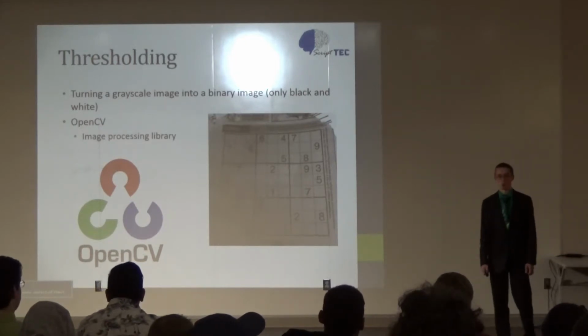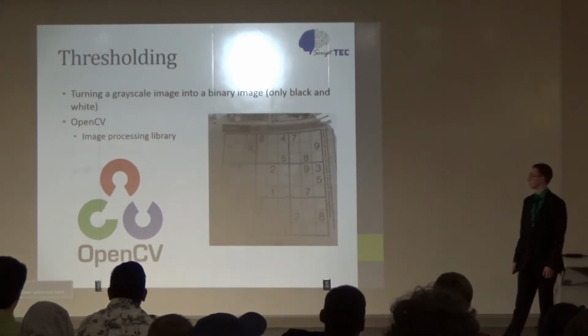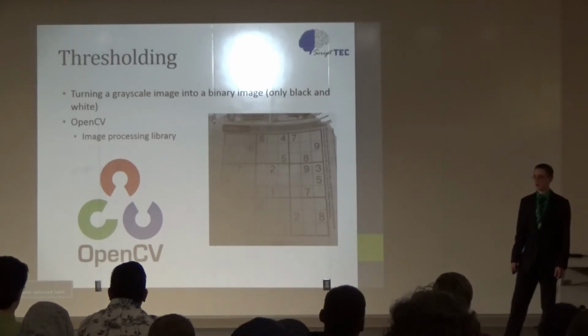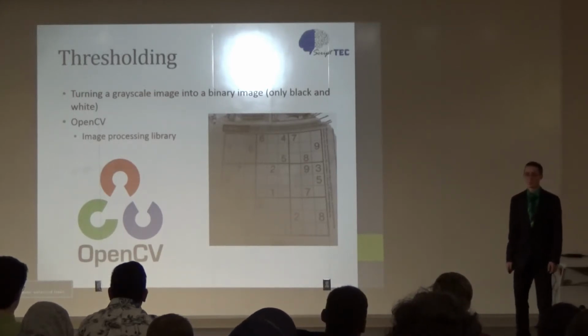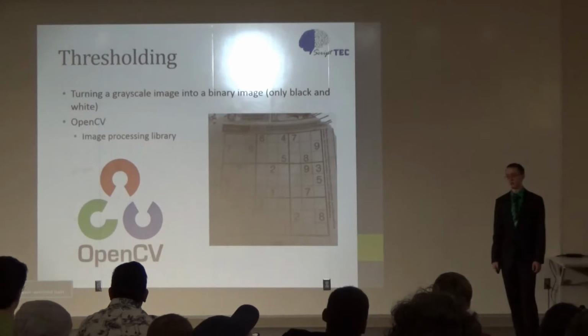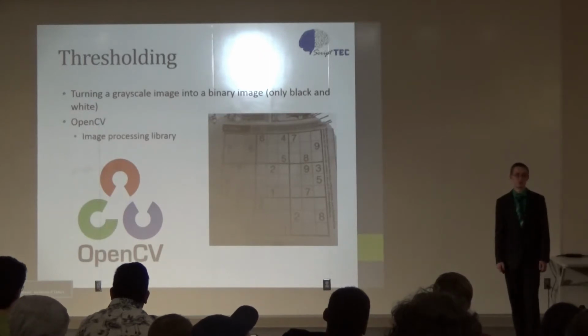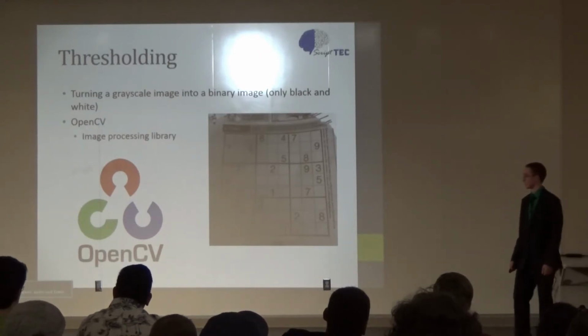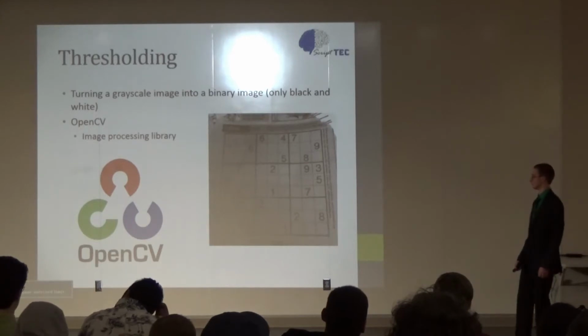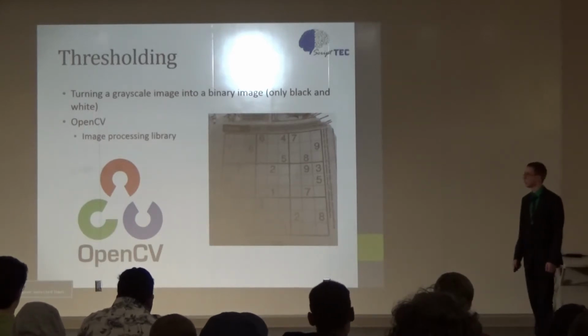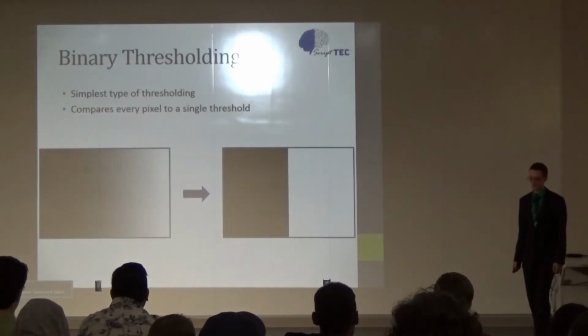This is a lot easier to work with when there aren't all these shades. I used OpenCV, which is another Python library, to do the image processing. It adds a bunch of useful functions for even just turning an image to grayscale and then some adaptive thresholding methods. But I'll get into that in a little bit.